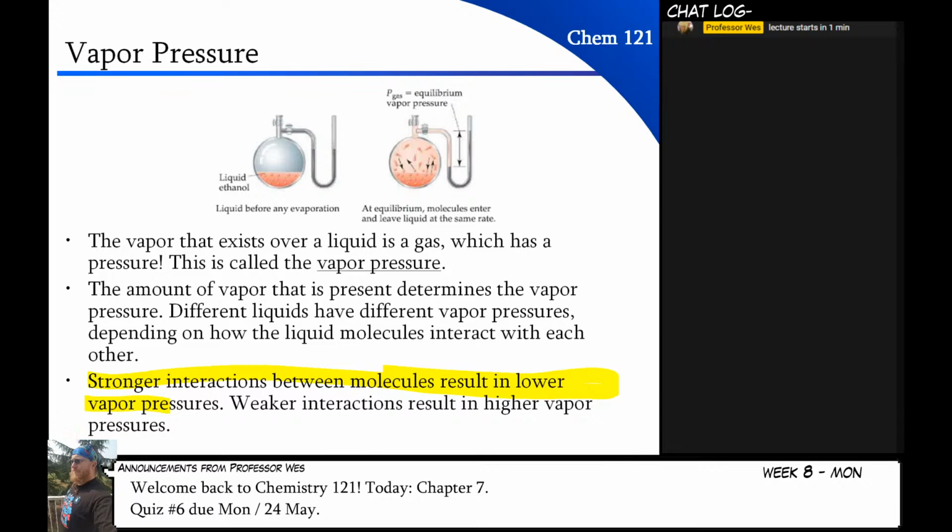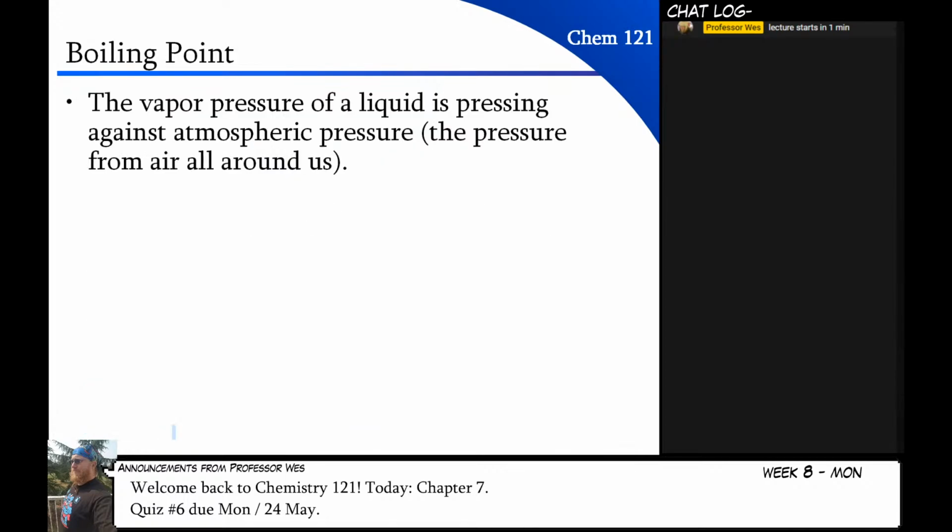Likewise, if the molecules do not interact with each other very strongly at all, you get the opposite result. Weaker interactions have higher vapor pressure. Now, a very important thing happens when the vapor pressure of your liquid increases to be high enough. And what do I mean by high enough? Well, I'm going to draw another picture of a beaker.